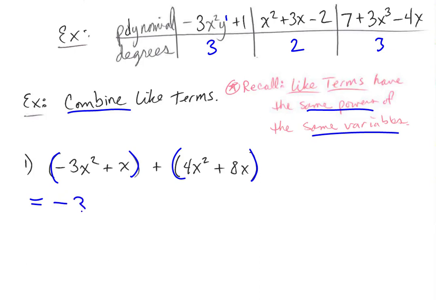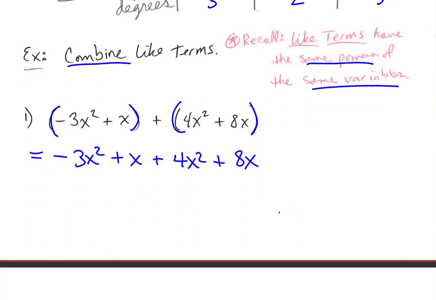We can rewrite everything without them. We'll just copy it down as negative 3x squared plus x, and then just string it all along, plus 4x squared plus 8x. So notice now all the terms are free to be combined without any parentheses. We have four terms here, two pairs of like terms. So we have the x squareds. Those have the same power of the same variable, namely an x squared. And we also have the single x's, the plus x and plus 8x, which we can combine.